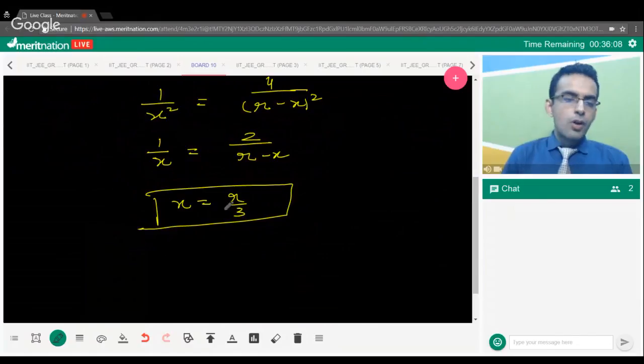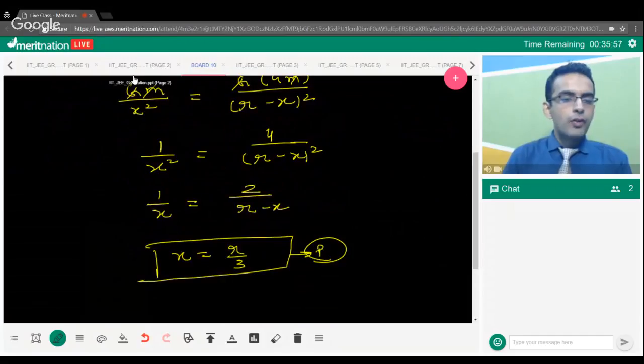So we have got the point where the gravitational field is 0. At point P, the gravitational field is 0. Okay, so we have to find the potential at point P. So what do we mean by potential? What is gravitational potential, students? Do you have any idea? What is the gravitational potential?